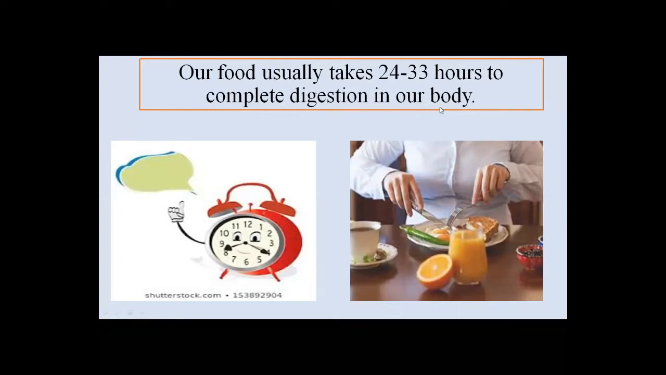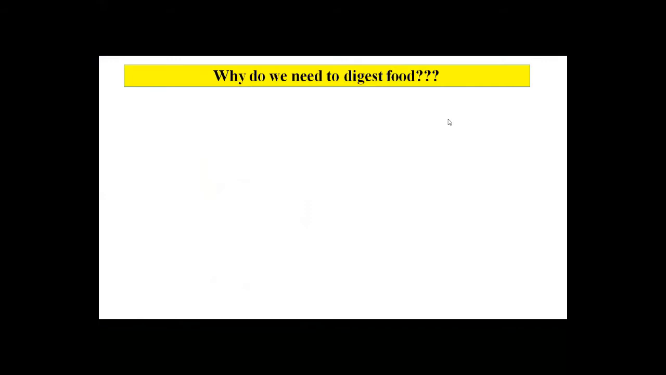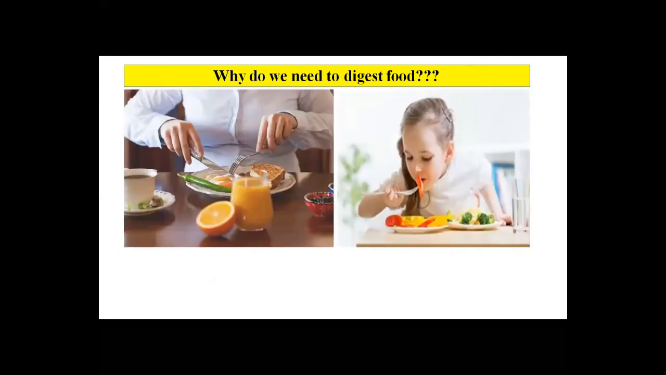Now it's time to discuss why we need to digest food. Because digestion is important for breaking down the food into nutrients, which the body uses for energy, growth, and cell repair. Food and drink must be changed into smaller particles of nutrients before the blood absorbs them and carries them throughout the body.